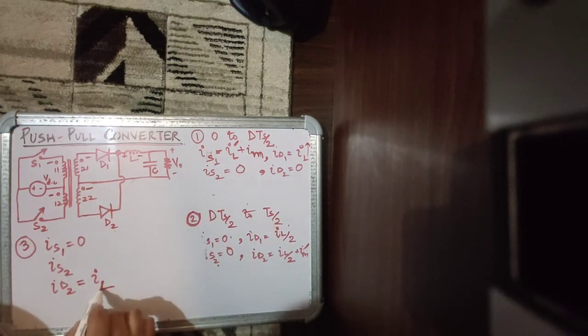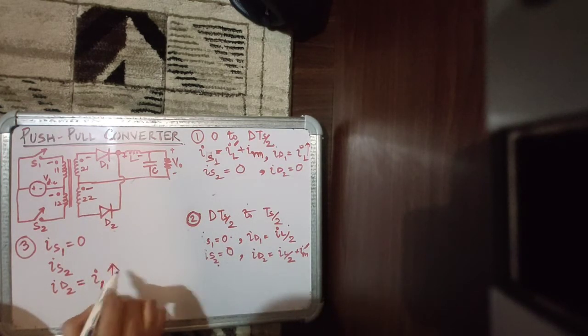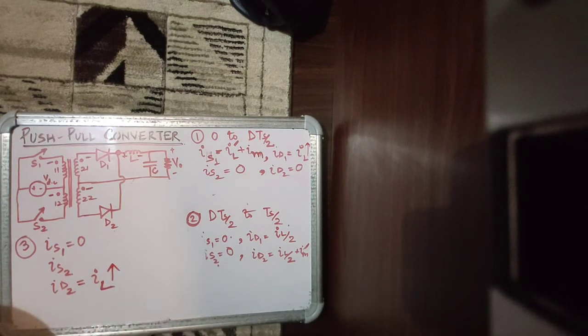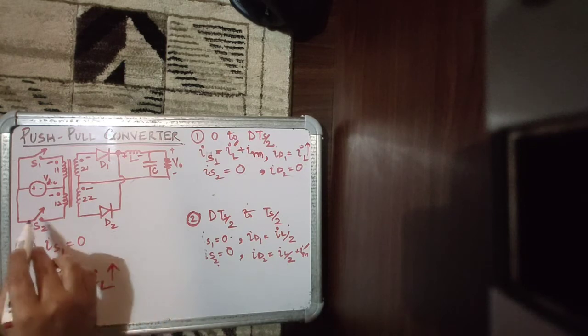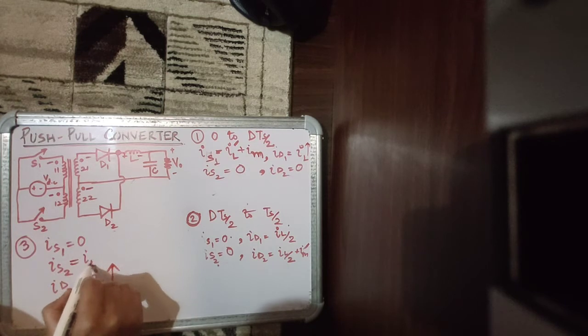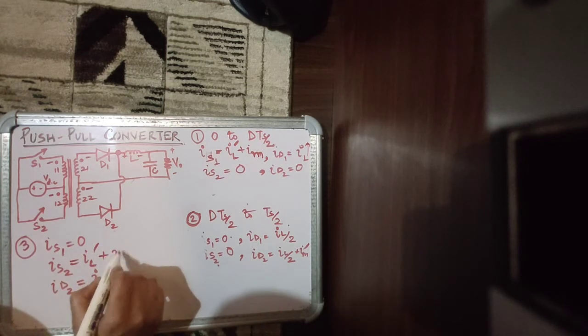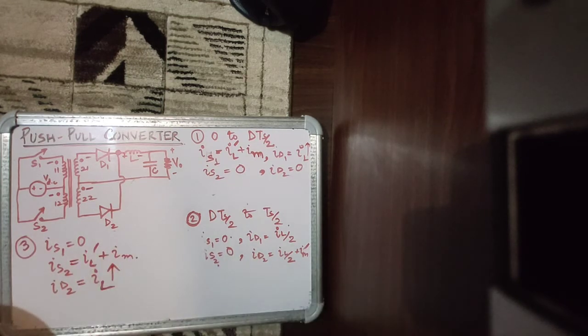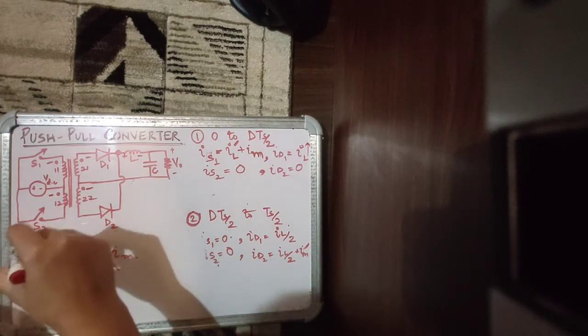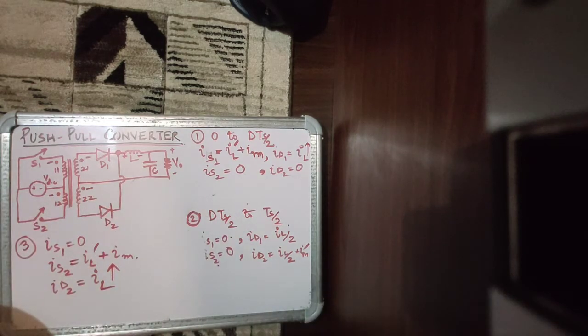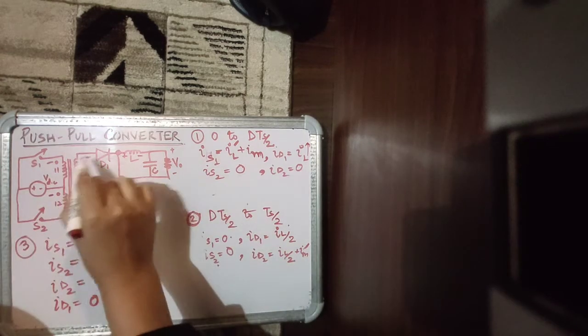So again, the diode D2 will carry the inductor current, which is again increasing. And IS2, which is conducting current, will carry the reflected component of this load current plus the magnetizing current. But you must know that the magnetizing current is in the reverse direction, right? So it's carrying current in the reverse direction. What about ID1? ID1 in this interval is 0 because ID1 is reverse biased.